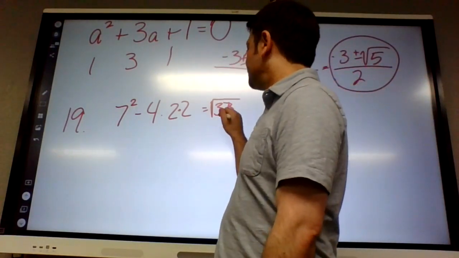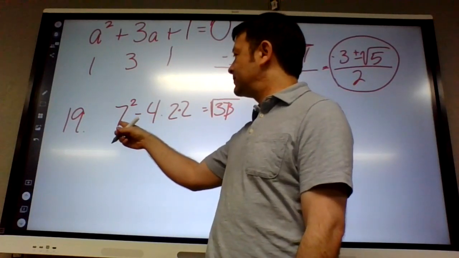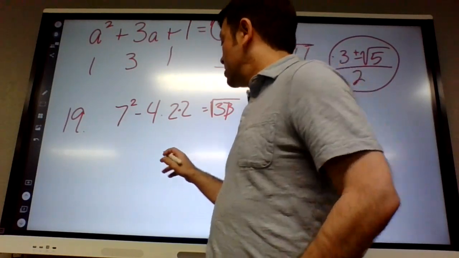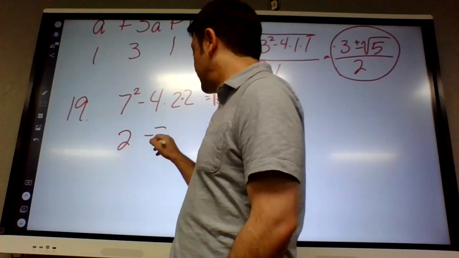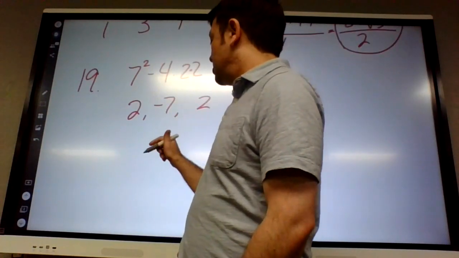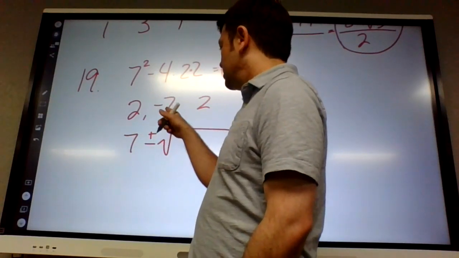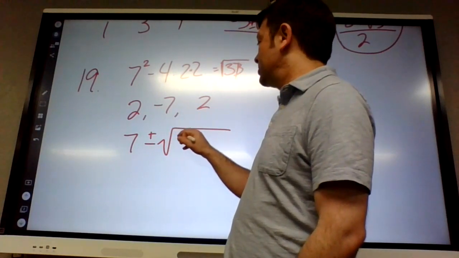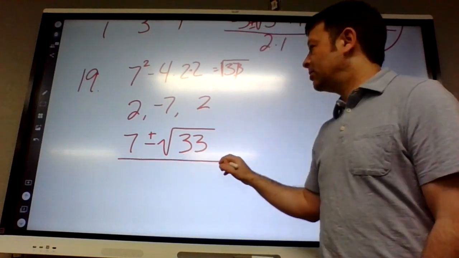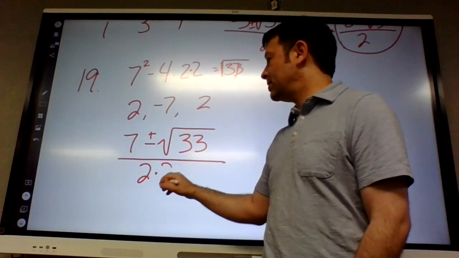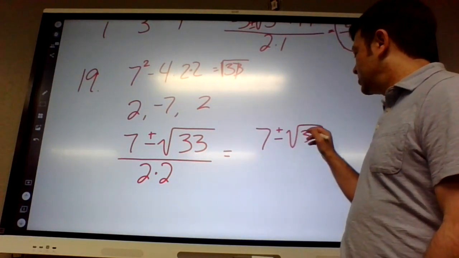Was it 33? 4 times 16 is 64, 49 minus 16 is 33. Yes, there you go. So what's my A, B, and C? 2, negative 7, and 2. So negative B is positive 7, plus or minus the square root of 7 squared minus 4ac. We already did this part. It's 33, so I'm not going to do it again. Over 2 times A. So that's pretty much it.